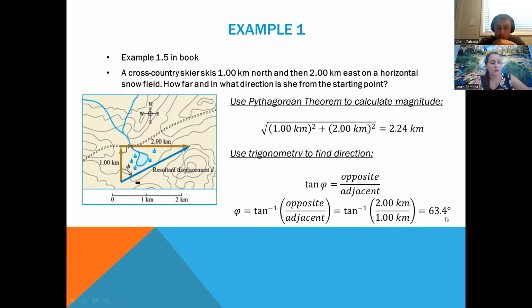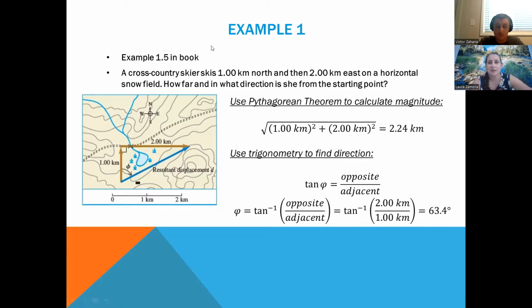Now, you can use radians if you prefer, but just be aware of what the particular problem is asking for. It's possible that your professor might ask you how many degrees or how many radians, and you want to make sure that your calculator is set up for that particular unit.